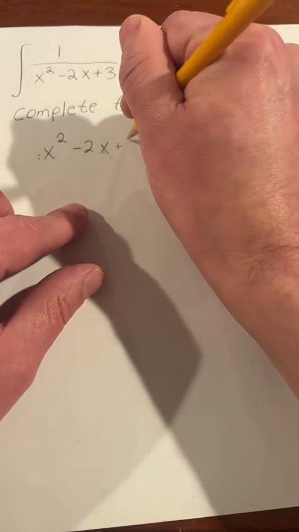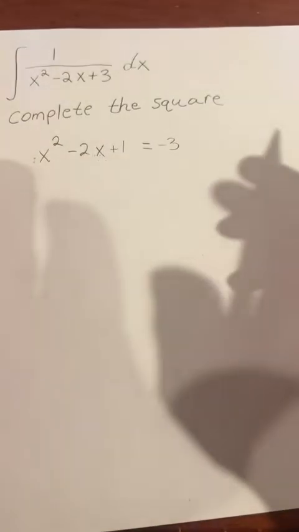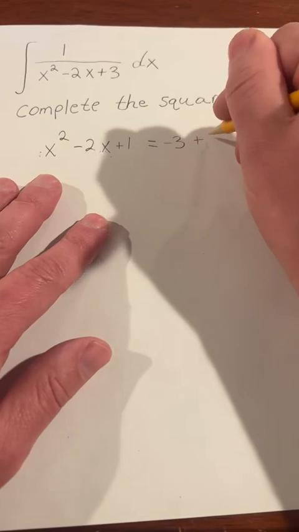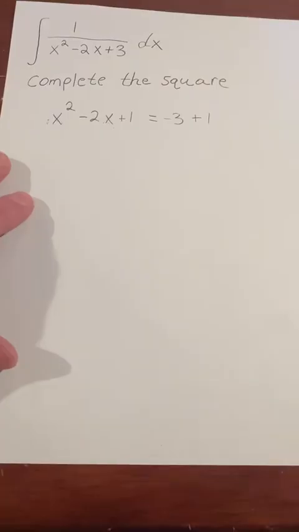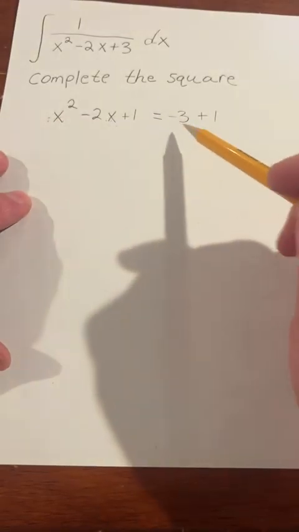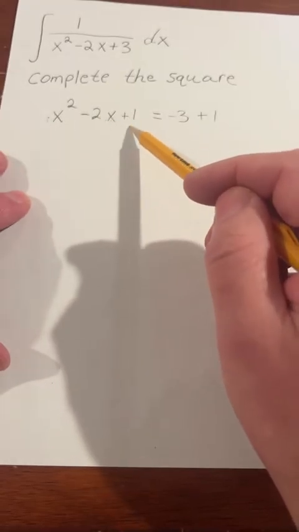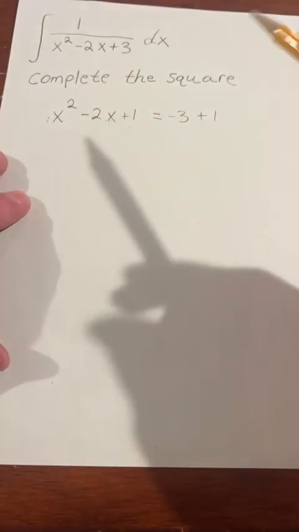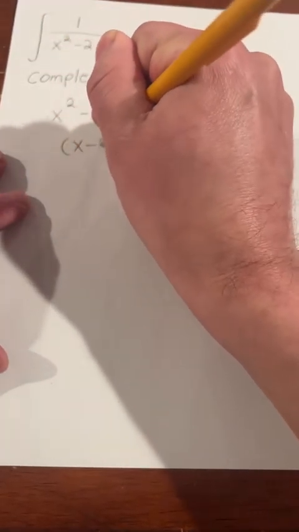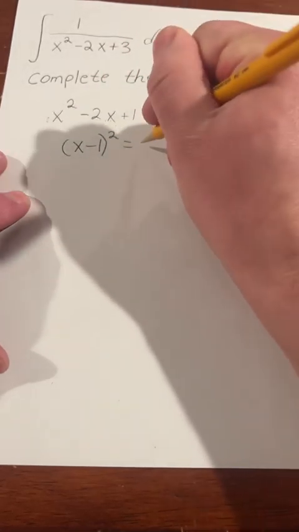But if we add something to one side of the equation, we better add the same thing to both sides, so our equation is still equal. So we added 1 to this side, and we add 1 to this side as well. So now we have x squared minus 2x plus 1 is equal to negative 3 plus 1. But x squared minus 2x plus 1 is going to factor as x minus 1 times x minus 1. So that is x minus 1 quantity squared, and that is equal to negative 3 plus 1, so is equal to negative 2.